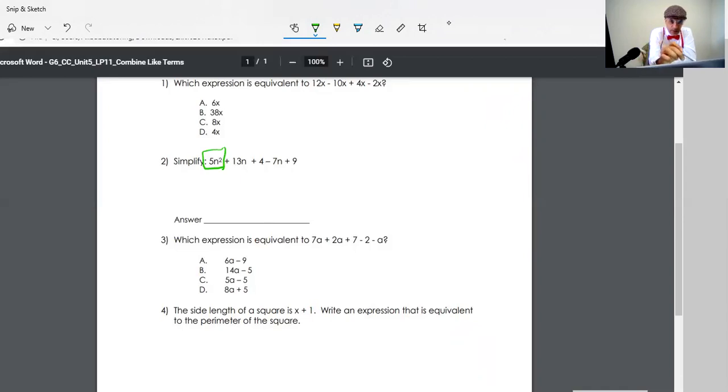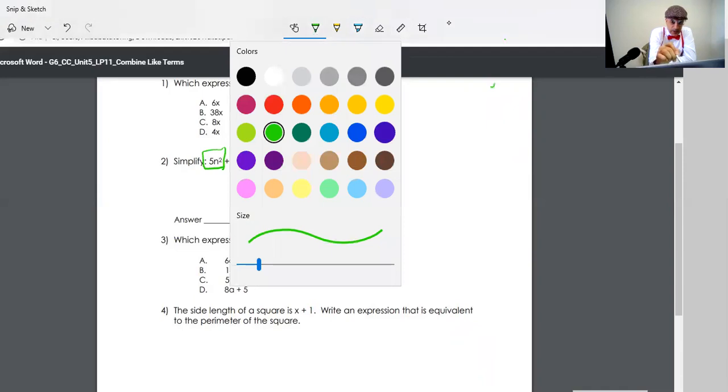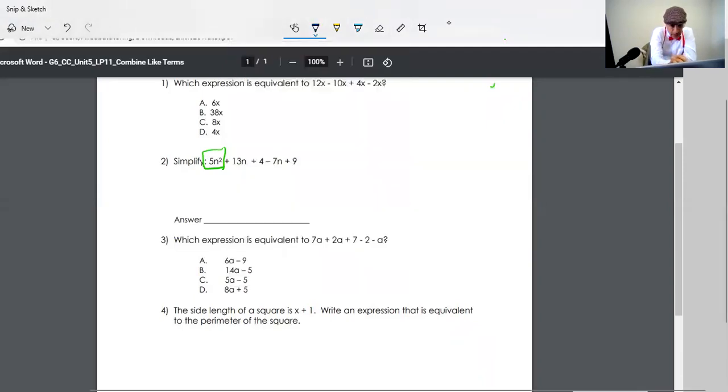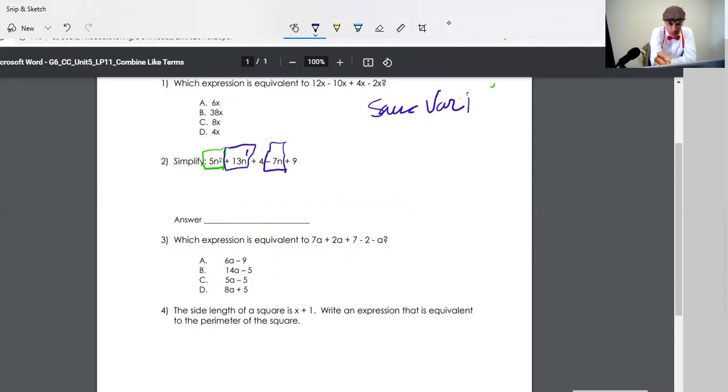So that one has no friends. Next one, n with 1 on top. There's nothing here, it means it's a 1. Do we have any 1 just like it? Yes, we do. So please, when you box it, box the sign to the left. It's going to tell you if it's positive or negative. So that's a plus 13n to the 1 power. Here's another one. These two are friends because it's the same variable, same exponent. That's the rule. So n, 1, 1, those two are friends.